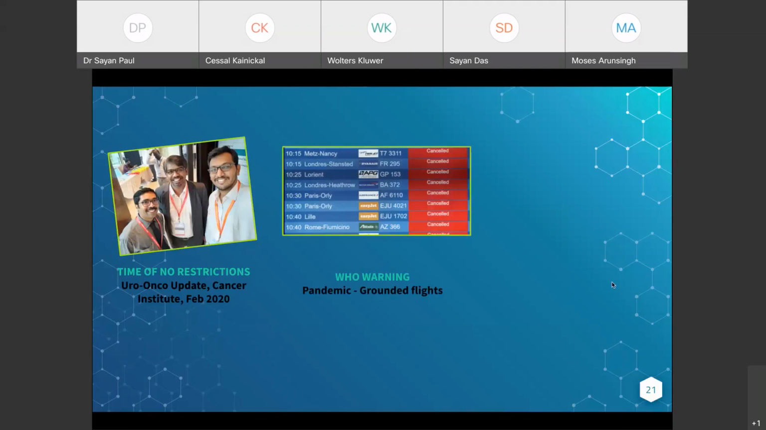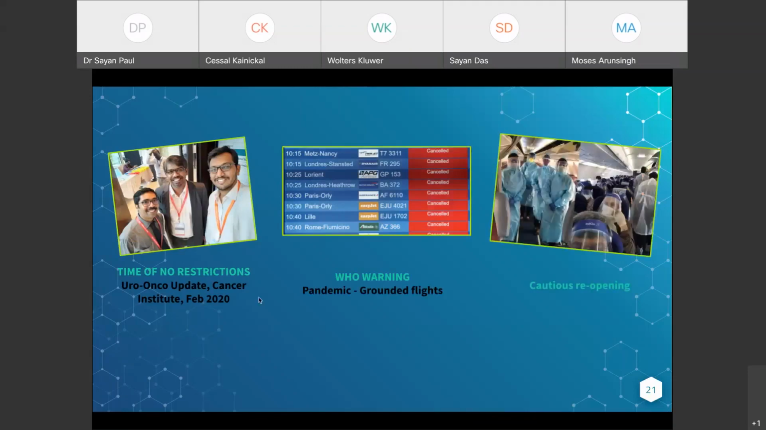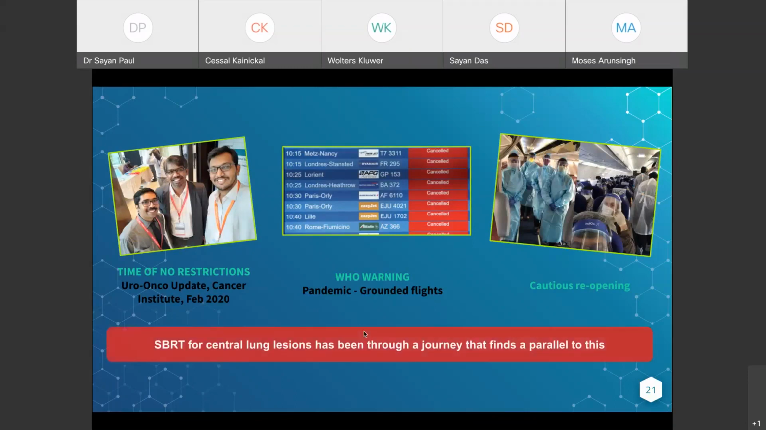I had put this up in a previous talk that I had given, that SBRT has kind of traveled the same path that we have all traveled in this pandemic, where we had no restrictions in the pre-pandemic era, and then with the WHO warning coming in, we all stopped traveling, and now with better understanding of the disease and controls, we are cautiously reopening our society, and with the availability of vaccines as well. So SBRT for central lung lesions also has been through a similar journey, where it was experimented with without any restrictions in the beginning, and then several warnings came and people stopped doing it, and now with several trials running, we are slowly and cautiously approaching it in our clinical practice.